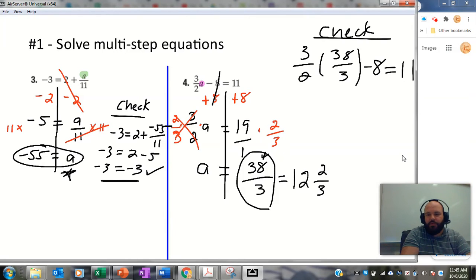You could put 12 and 2/3 in there, but then you'd have to put it right back into being an improper fraction, which you don't want to do. So we're just going to leave it as 38/3. And from there, we can simplify that. You can see the 3's are going to cancel out, right?